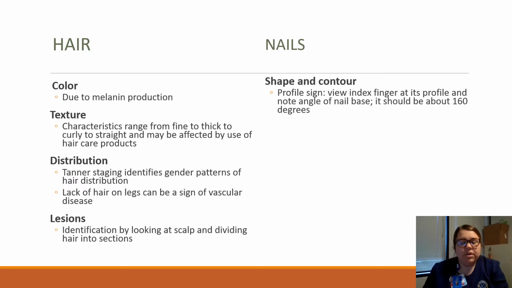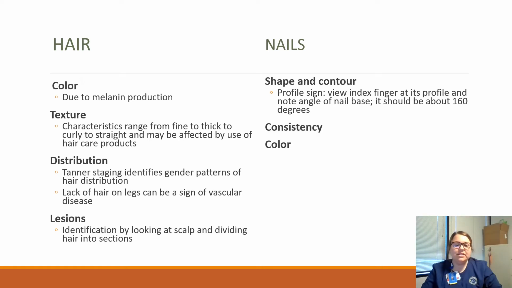So from a profile side, view the index finger at its profile, and it should be 160 degrees. So as you go, kind of where the matrix is, you can't see that, but it's underneath, you are going to have a little dip, and then your nail is going to go up. That's about 160 degrees. Consistency. Is it consistent? Do I have all my nails? Okay, color. Are they pink? Do they have white spots?